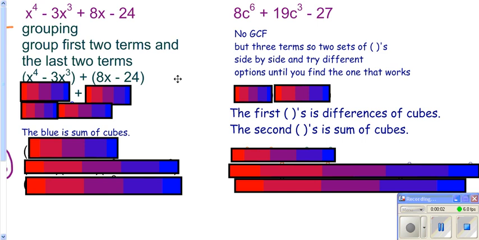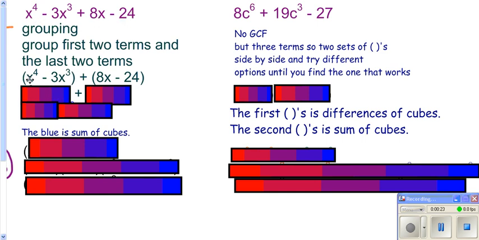Okay, here we want to go ahead and continue to factor. You'll notice here we have four terms, so we can consider factoring by grouping. But even with grouping, you want to go ahead and do your greatest common factor. But in this case, there is no greatest common factor. So we're going to just try grouping the first two and grouping the last two.